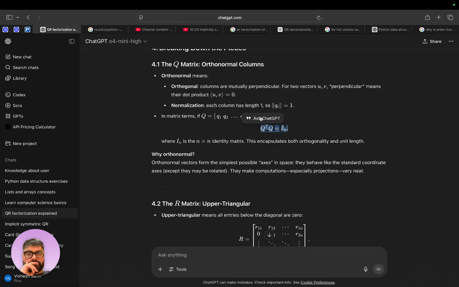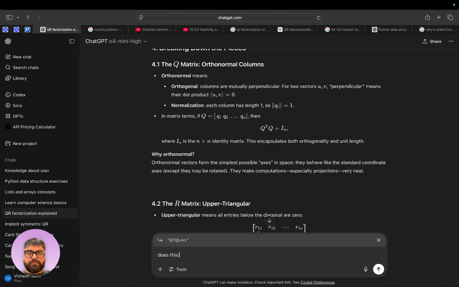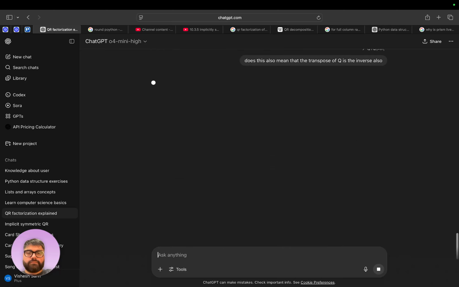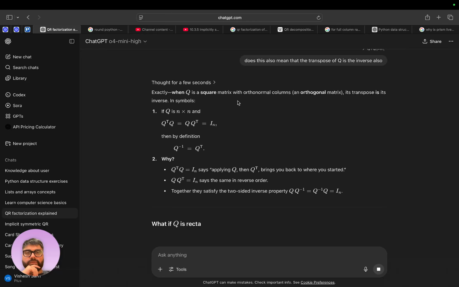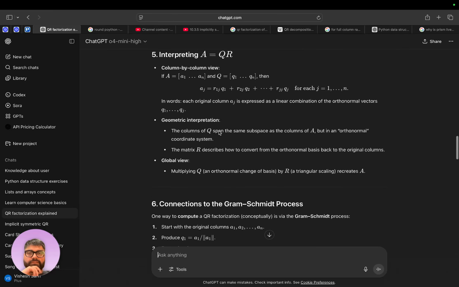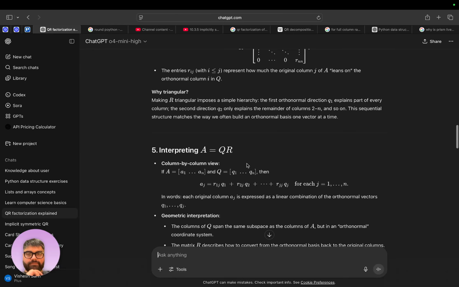I'm just going to actually confirm that. Does this also mean that the transpose of Q is the inverse also? When Q is a square matrix with orthonormal columns, its transpose is its inverse. Okay, so yes, I was accurate on that.